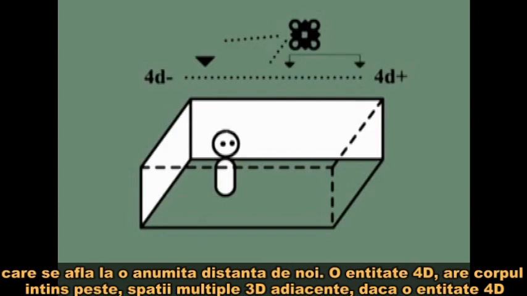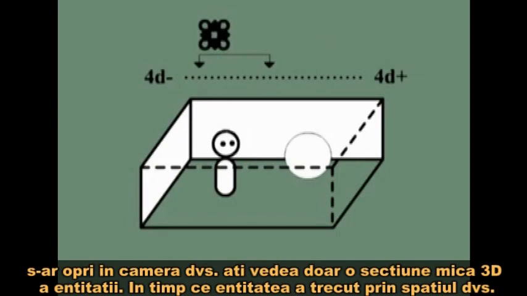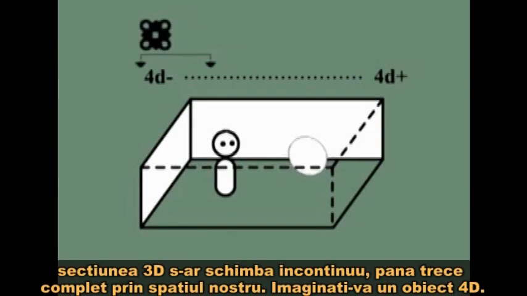A 4D entity has a body spread across multiple adjacent 3D spaces. If a 4D entity were to stop by your room, you would only see a small 3D cross-section of the entity. As the entity walked across your room, the 3D cross-section would keep changing until it completely passes through our space.